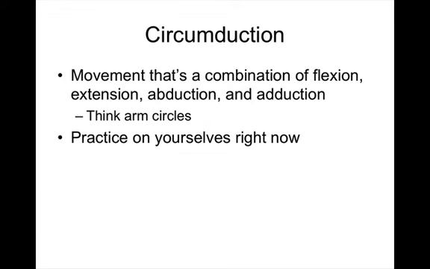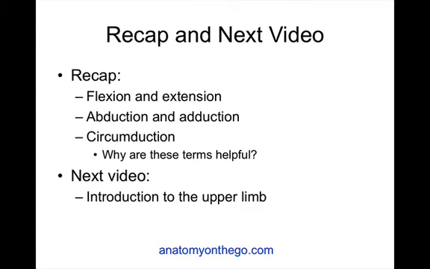So then circumduction is basically a movement that combines flexion, extension, abduction, and adduction all together. So right now you can think arm circles, and you can just do some arm circles right now. And that is circumduction. It's basically just a combination of these various movements. And so you can do this really well, of course, at the shoulder joint. So today we talked about flexion and extension, abduction and adduction, and circumduction.